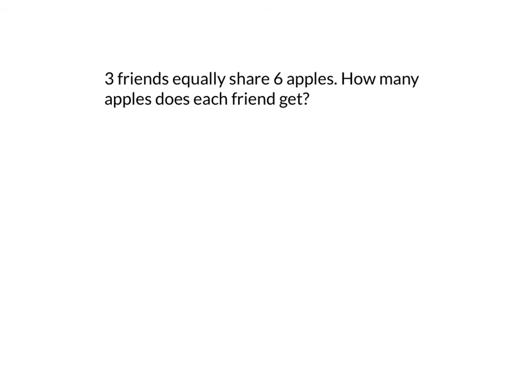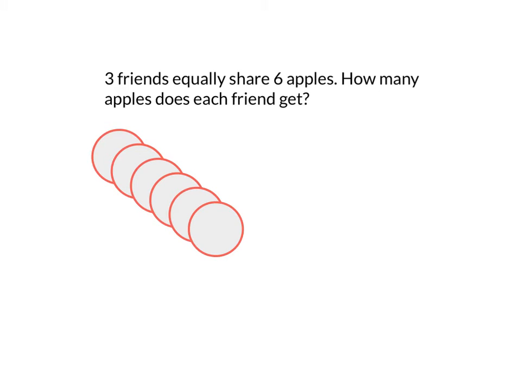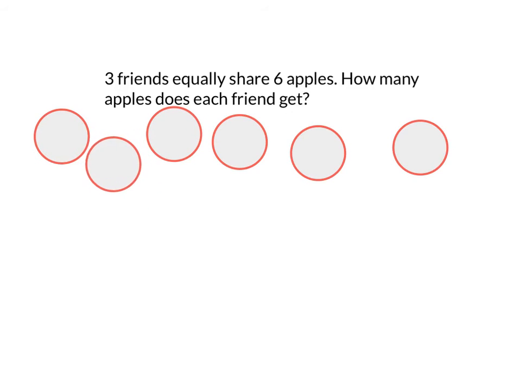Okay, here's another example of fractions and number stories. 3 friends equally share 6 apples. How many apples does each friend get? Well, I'm going to draw apples. So I'm going to get a circle this time, and I'm going to draw my apple. And I'm going to duplicate it. 1, 2, 3, 4, 5, 6. Oops, I have 1 too many. All right, 1, 2, 3, 4, 5, and 6.